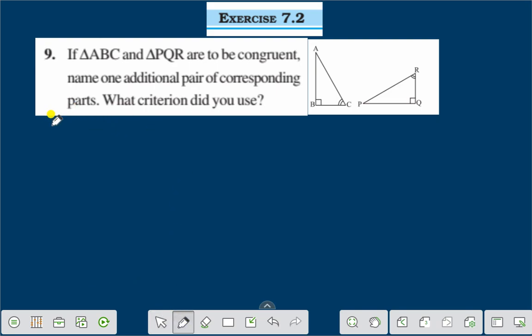Right. First one is, in triangle ABC and triangle PQR, it is given that angle B is equal to angle Q and angle C is equal to angle R, right?